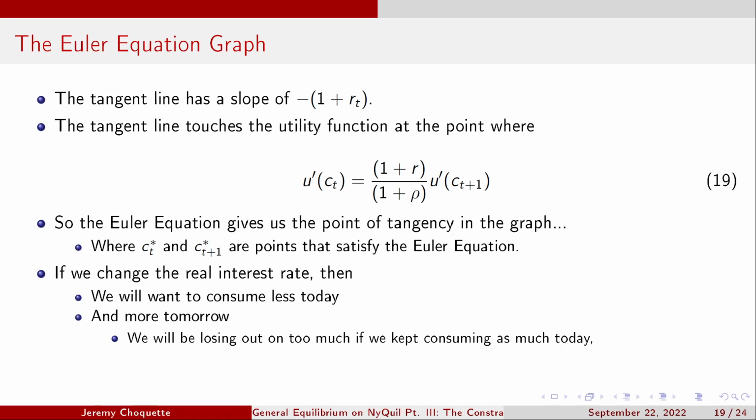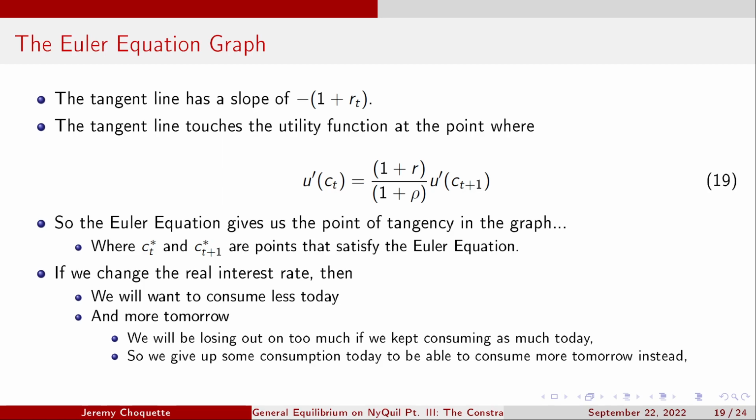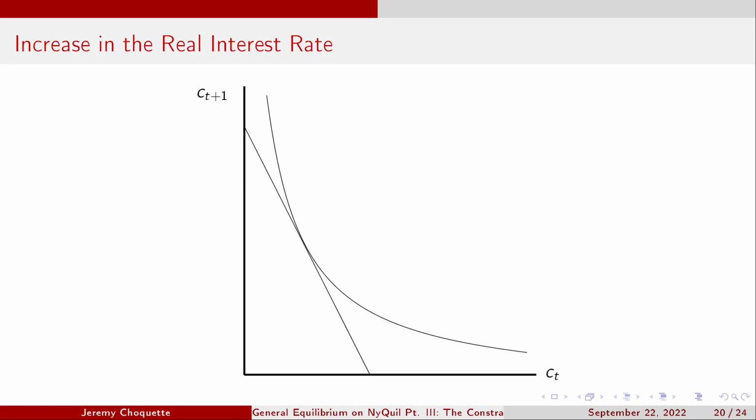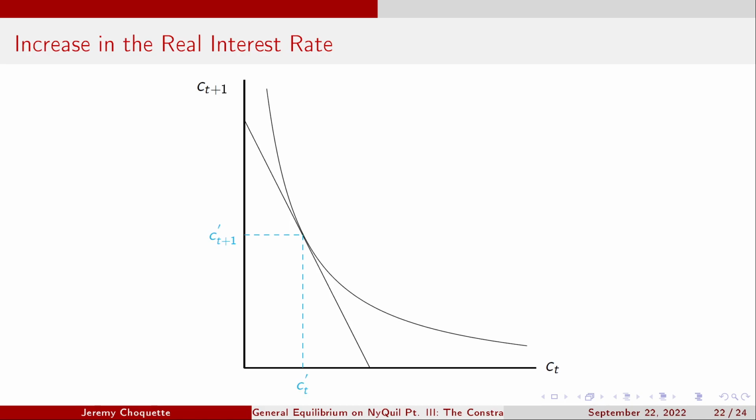If we wanted to keep consuming as much today with a higher interest rate, we're losing out on too much. We're losing out on lifetime utility. So if we give up some consumption today to be able to consume more tomorrow instead, lifetime utility becomes maximized. So this would be a different interest rate, right? We've got a steeper slope. So what's going on? Well, it becomes more valuable to us to consume more tomorrow and less today.